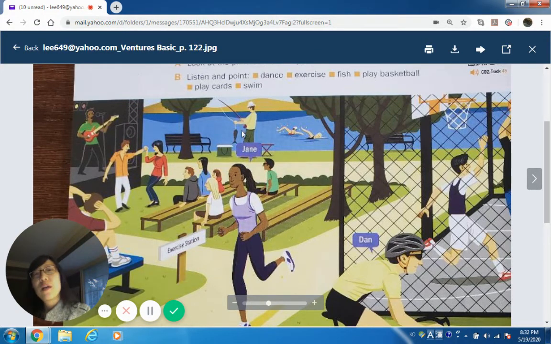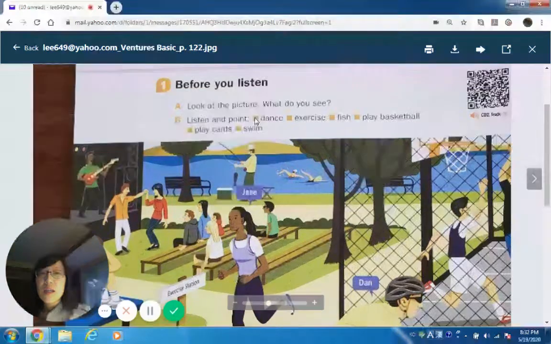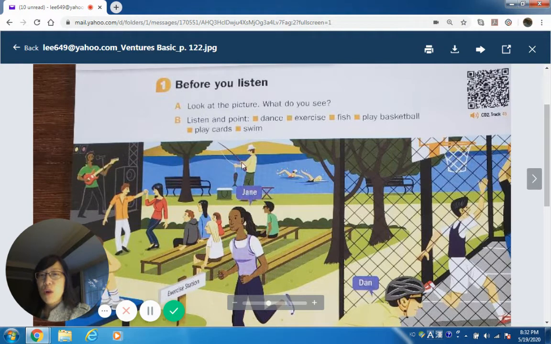What is he doing? He is fishing. You call that a fishing rod or a fishing pole. He's wearing a hat. Now there are two people swimming in the lake. In the lake, that's a bench. That's a tree. So this is called a tree.